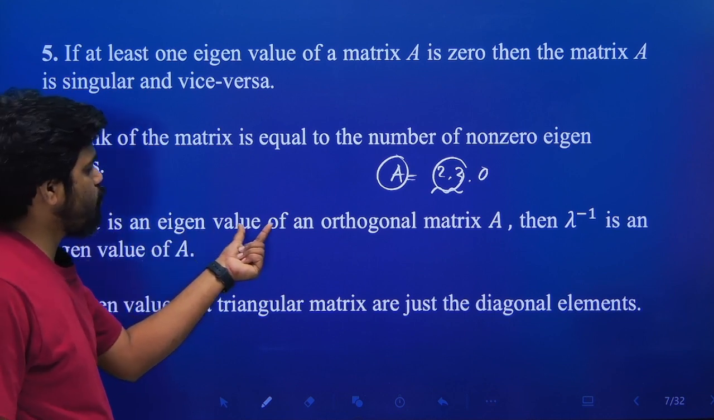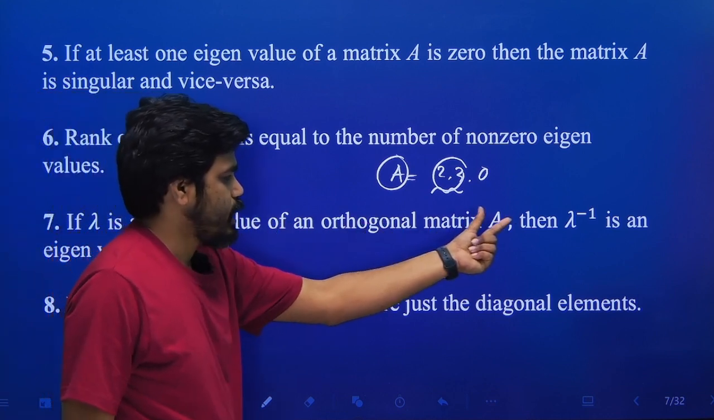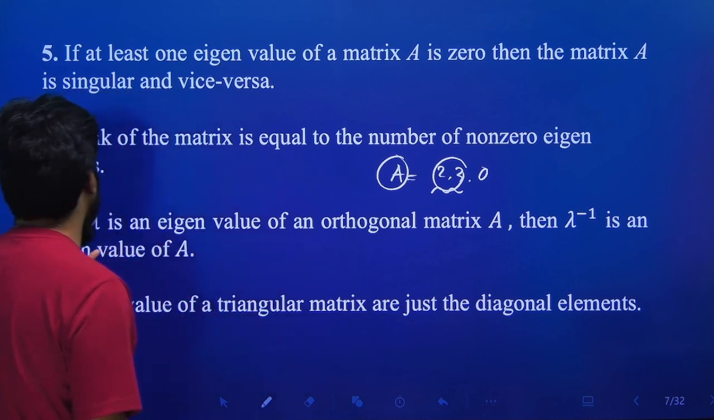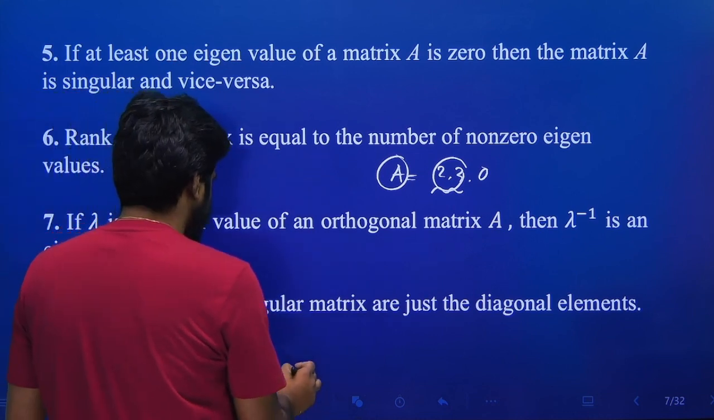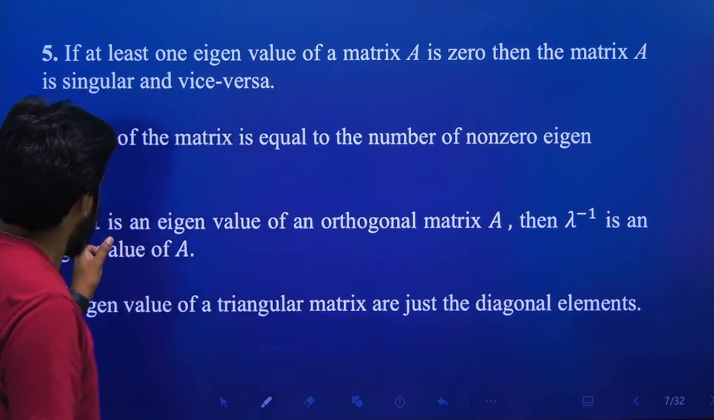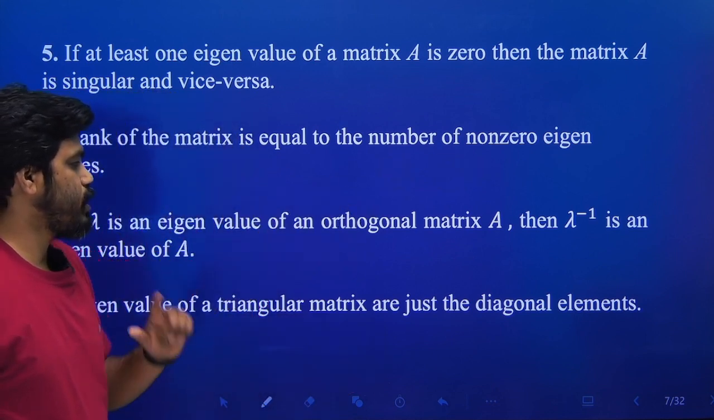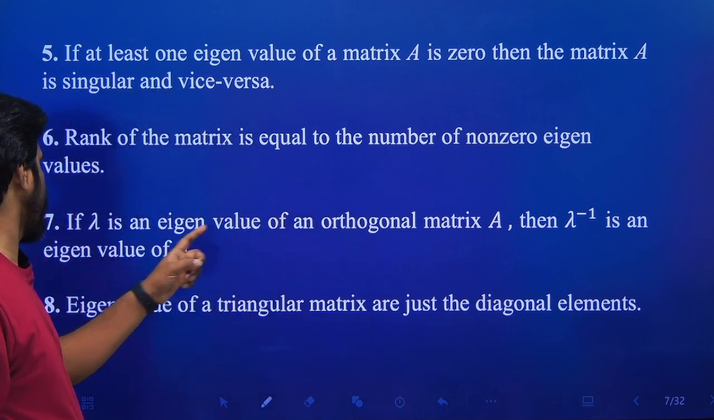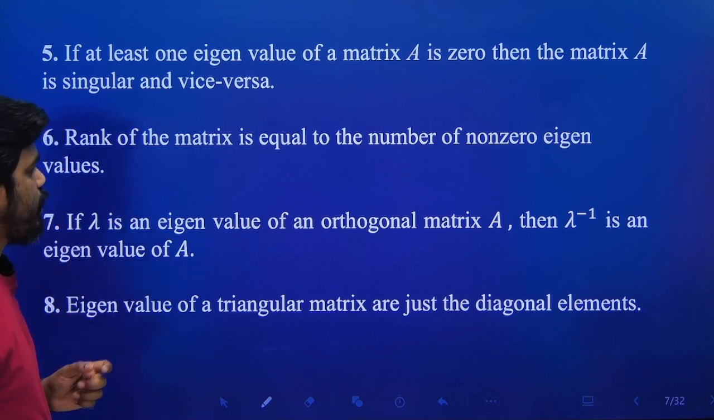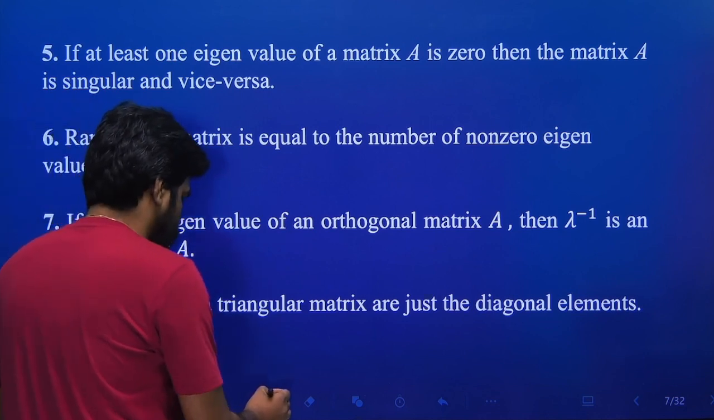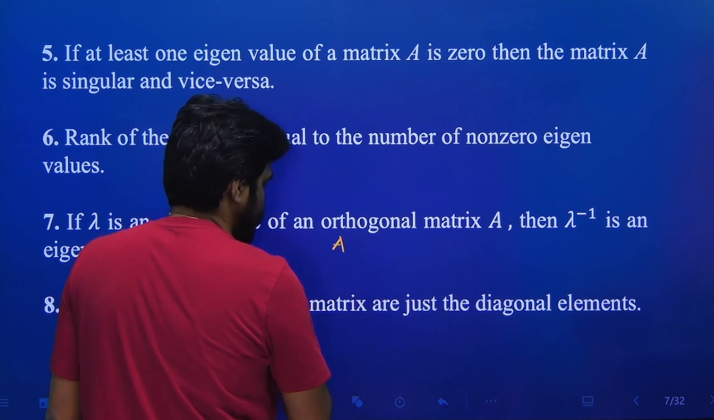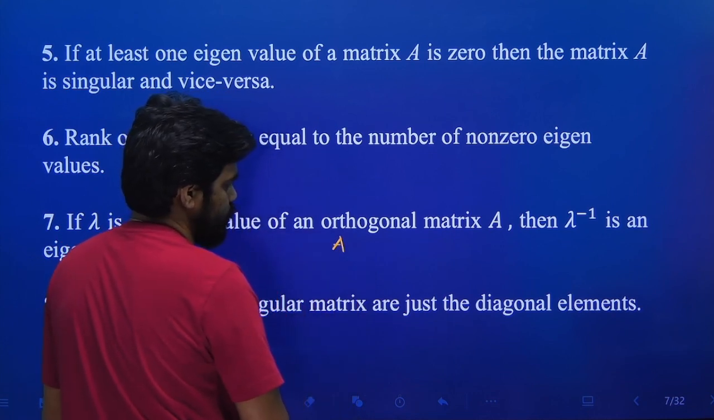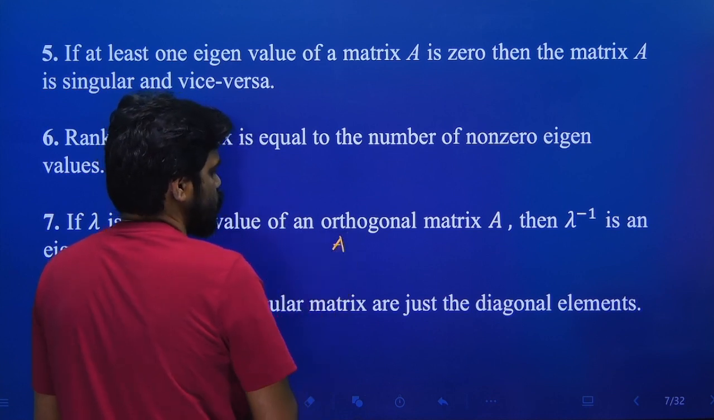Next property: if lambda is an eigenvalue of an orthogonal matrix A, then lambda inverse is an eigenvalue of A inverse. Just see, it is a very important property. What does it mean? That means suppose A is an orthogonal matrix.